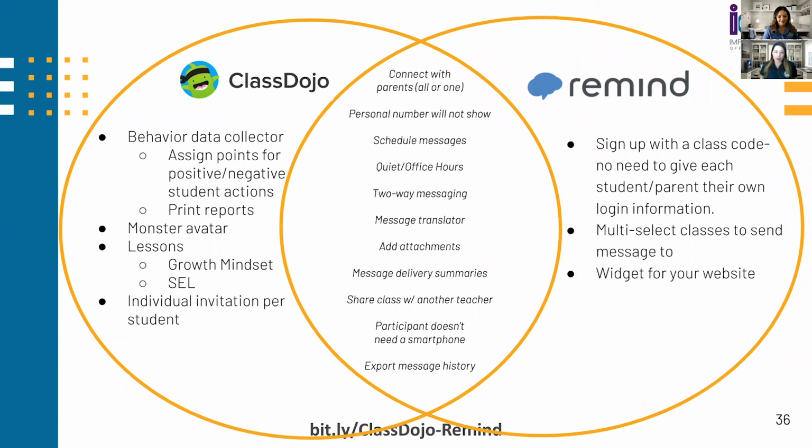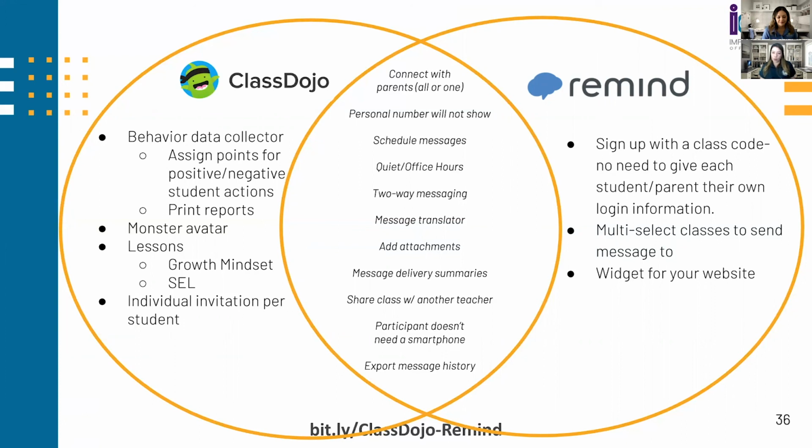So as we compare Remind and Class Dojo, Priscilla and I have pointed out that there are quite a few things that are very similar. They're great for connecting with parents individually or as a group. You'll notice when you go in and actually experience either of these apps that your personal information is not shown, neither are your participants. So it's very private. You can schedule messages with both platforms. You do have your office hours, or quiet hours, as they're known with Class Dojo. There's two-way messaging capabilities, message translators. You can add attachments to both. You can see the rest there.